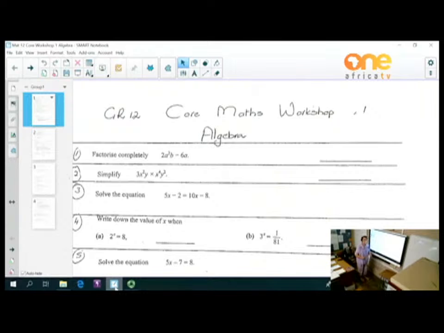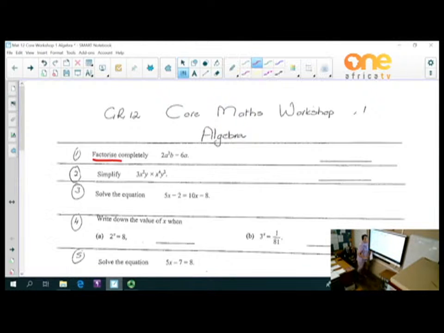Grade 12s. This is the core workshop for algebra. So this is a revision workshop that we're doing now, doing revision exercises on algebra. The first question says factorize. Factorize means I have to divide. I have to divide something common into both there. Now it might be a number, a letter, or a number and a letter.